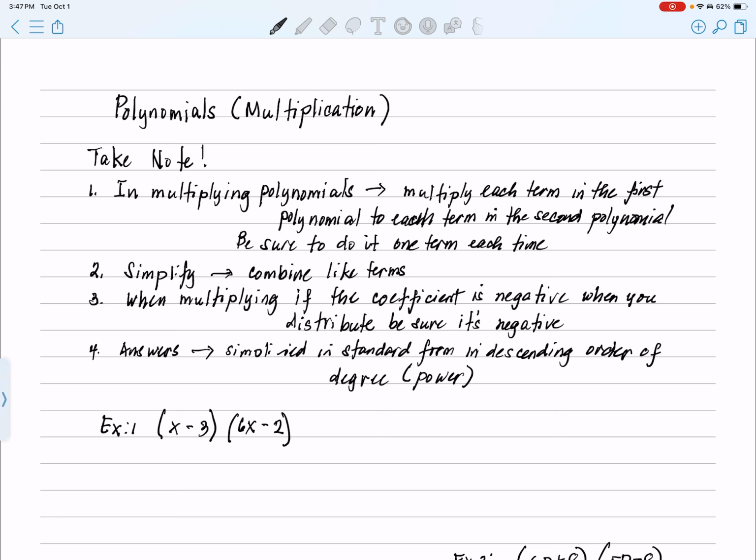When multiplying, if the coefficient is negative, when you distribute, be sure it's negative. And the final answer should be simplified. This is simplified, in standard form, in descending order of degree. Okay, let's do this.